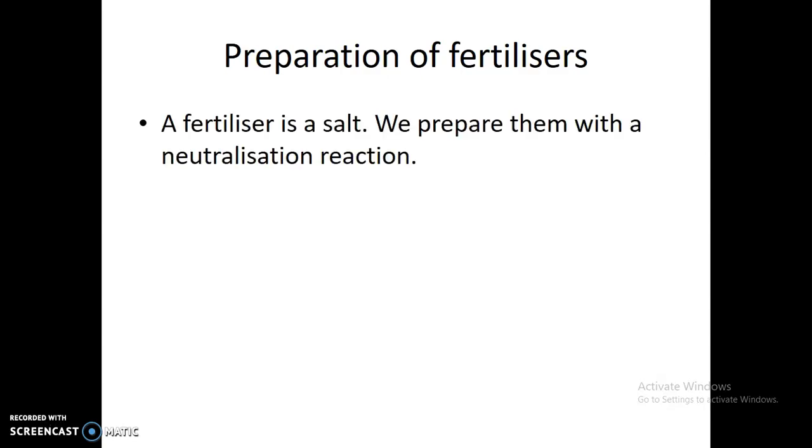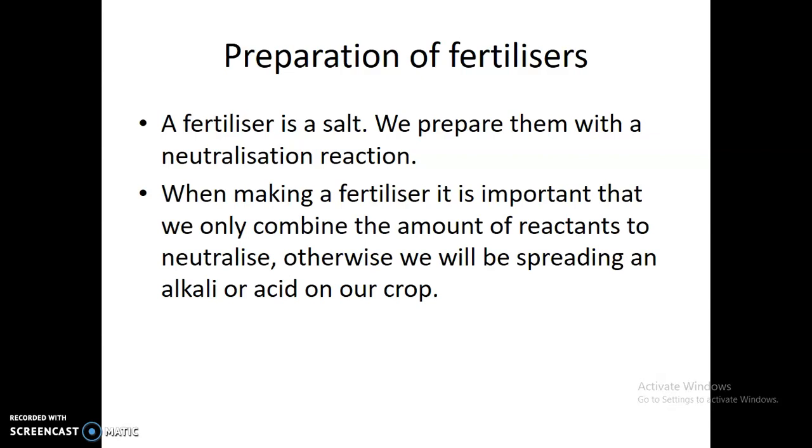So, fertilizers are salts. So we make salts by reacting an acid with a base or an acid and an alkali in a process called neutralization. You get something with a pH of less than 7, something with a pH of above 7, and then you react them together and they end up making a compound somewhere in the middle with a pH of 7, neutral. So we only react the amounts that we need. So we have to exactly neutralize it.